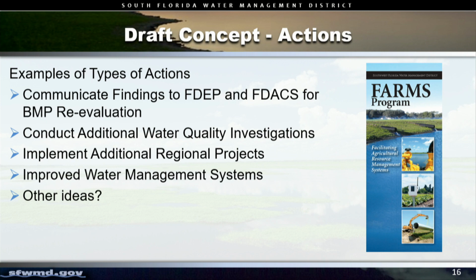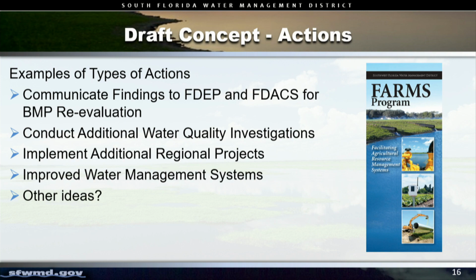There may be areas within the watershed where we need to do additional flow monitoring. Flow monitoring is very expensive, but maybe we would want to concentrate that in a particular area if we're seeing the trends going in the wrong direction. The actions could trigger additional regional projects, such as stormwater treatment areas, like the Lakeside Ranch STA, or the actions could trigger some kind of implementation of improved water management systems. Southwest Florida Water Management District has a cost share program called FARMS, where they cost share tailwater recovery systems. And it's possible the district could do something like that. And again, I'm sure there's other ideas that you might have as well.